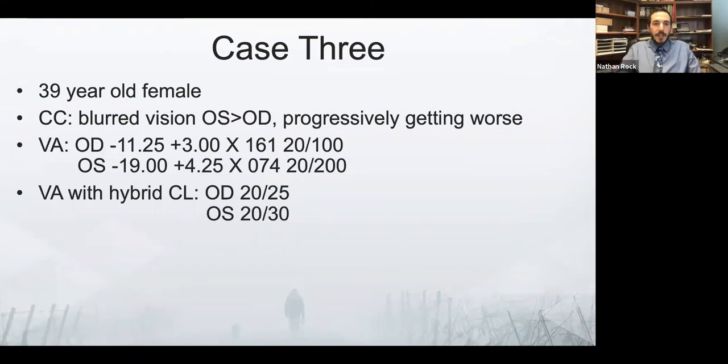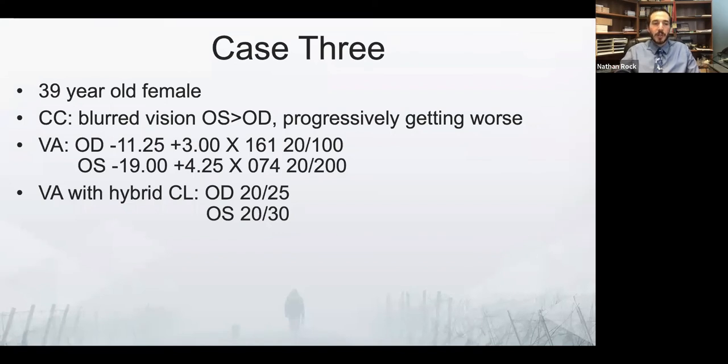Case 3 is a 39-year-old female, blurred vision in the left eye, worse than the right eye, and it's getting worse over time. This is another one you don't need a topography for, but it's helpful for certain things. So just with this information, I think most people can get the diagnosis. Very, very high amount of myopia, significant amount of astigmatism, and poor best corrected vision with glasses.